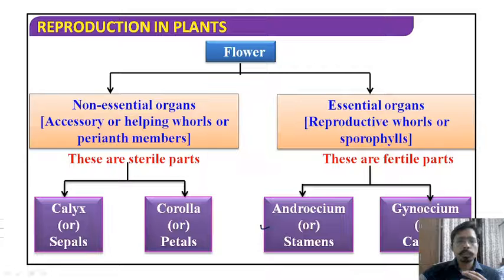The androecium is responsible for the production of pollen grains, while the gynoecium is the structure responsible for the production of the female gamete, and it has its single unit called carpel.